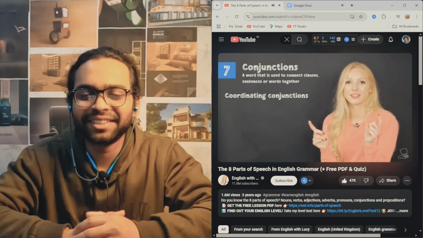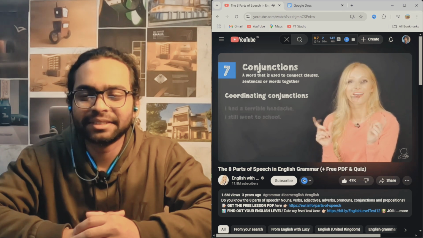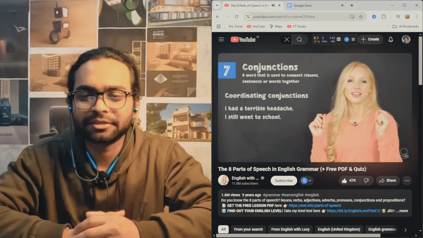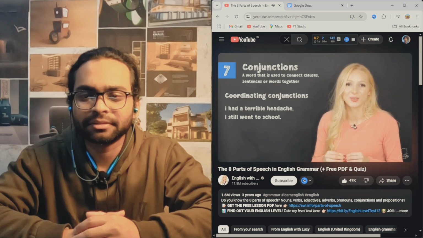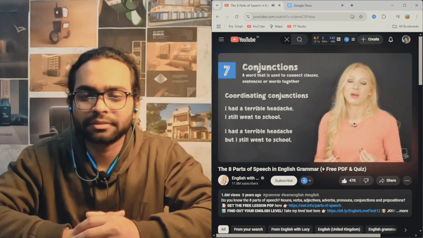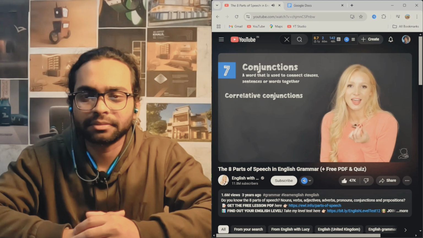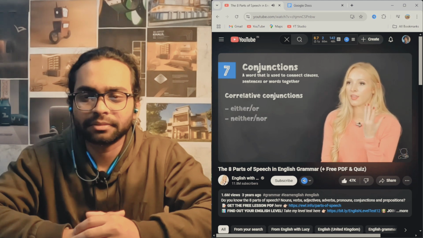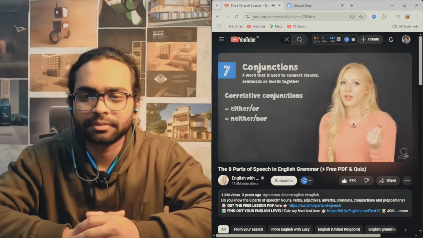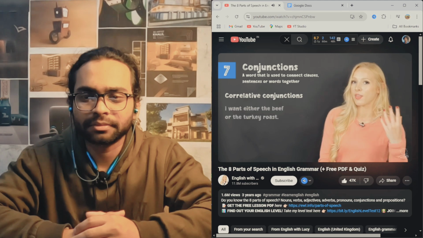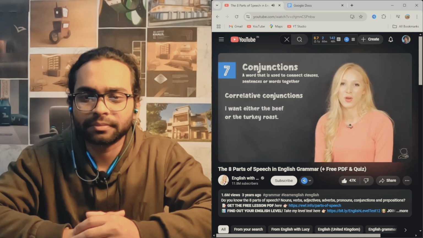Here we have two sentences or clauses of equal rank. I had a terrible headache. I still went to school. We can join them together with a coordinating conjunction. I had a terrible headache, but I still went to school. We also have correlative conjunctions. These are pairs that work together, like either and or, neither and nor. I want either the beef or the turkey roast.